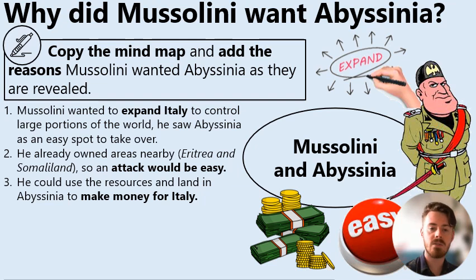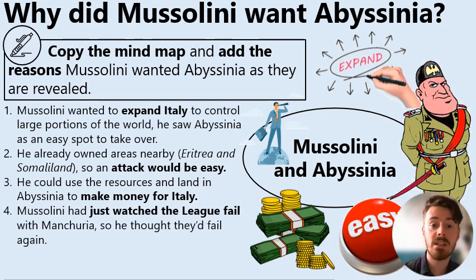Another thing, he owns, or he has 2 colonies next to Abyssinia, Somaliland, which is modern day Somalia, and Eritrea. So his forces are already nearby. It would be an easy invasion. And a really key reason you need to remember with this is that he had just watched the League fail to stop the Manchurian crisis. So he watched them fail, and he's a council member as well. He goes, right, cool. If they fail with Japan, they'll fail with me. I can go invade that country, and I will be let off.